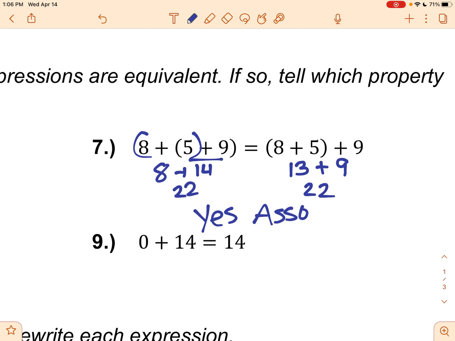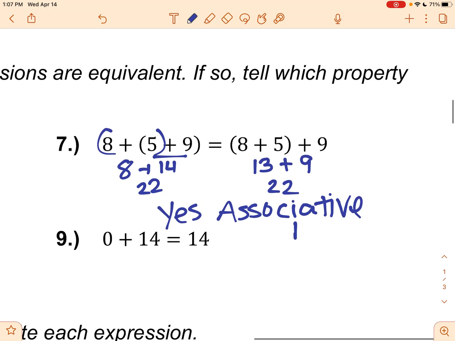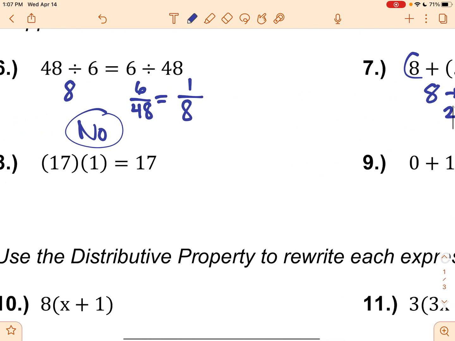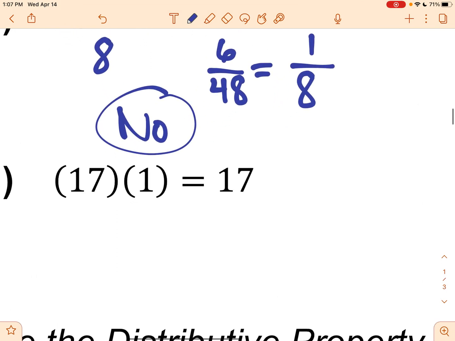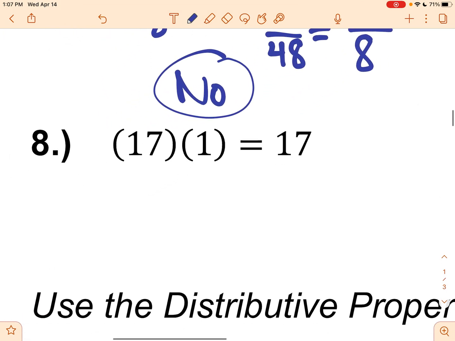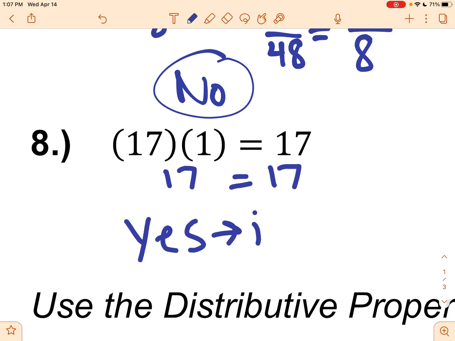Oh man, A-S-S-O-C-I-A-T-I-V-E. Forgot how to spell it for a second. Associative property. Moving on to number 8. This time we have 17 times 1 equals 17. 17 times 1 is 17, so 17 does equal 17. And if you remember, this is called the identity property.